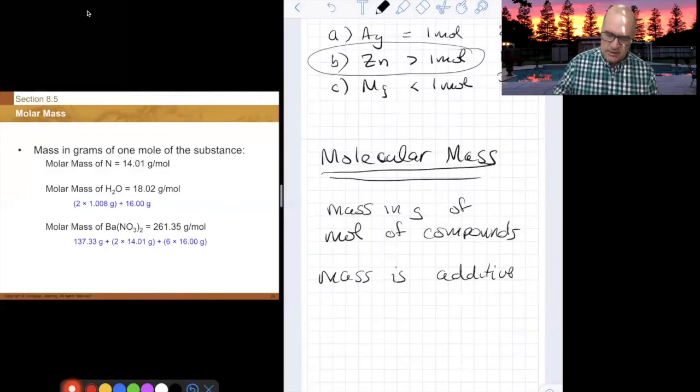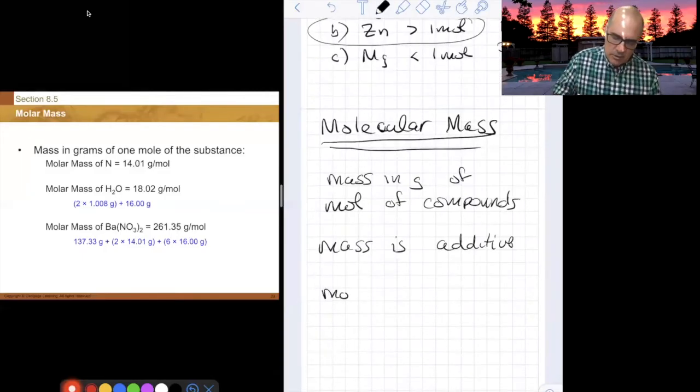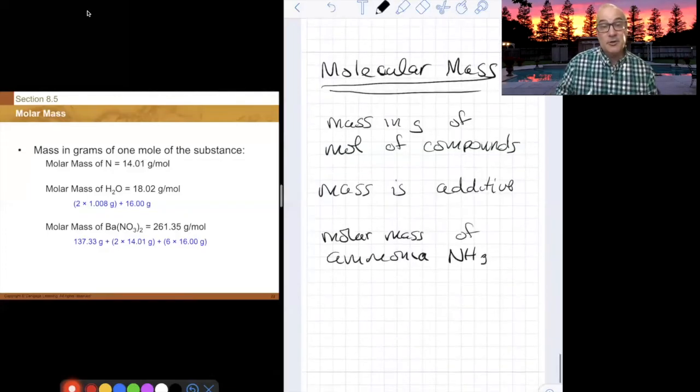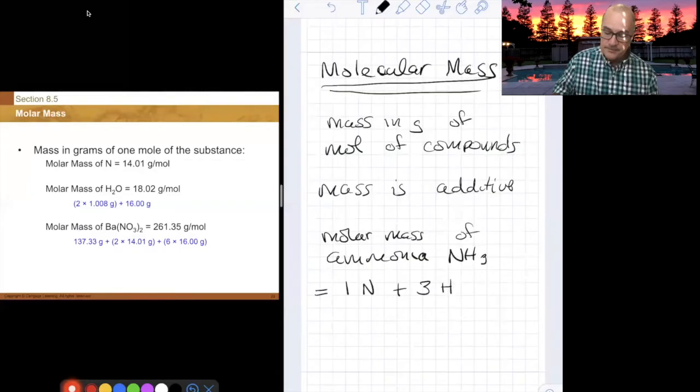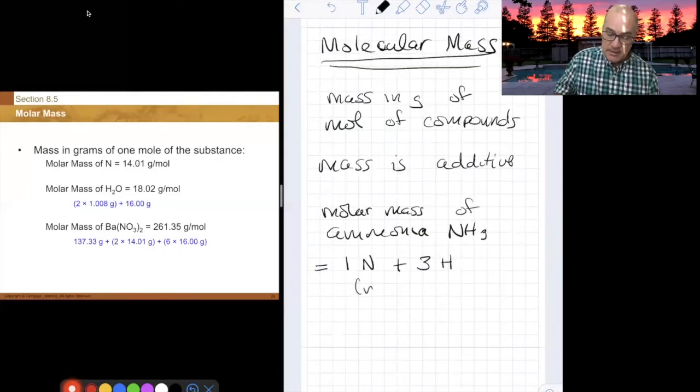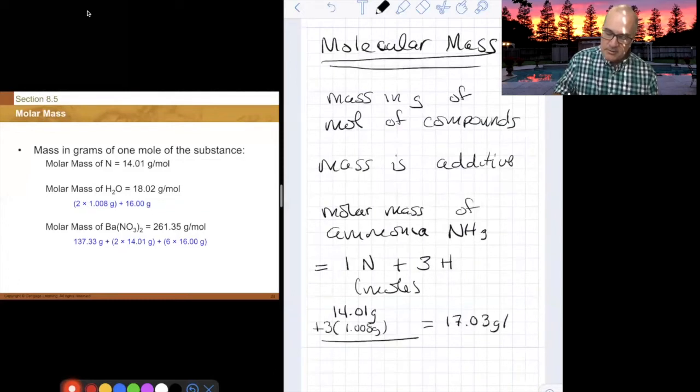So this is really nice. If I want to know the molar mass of ammonia, well, first of all, I need to know the formula, right? So nomenclature is very important. We need to know how to name these things. This is going to be the mass of 1 nitrogen plus 3 hydrogens, and of course this is going to be in moles. So I'm going to have 14.01 grams plus 3 times 1.008 grams for the hydrogen. This is going to be about 17.03 grams per mole of ammonia, right?